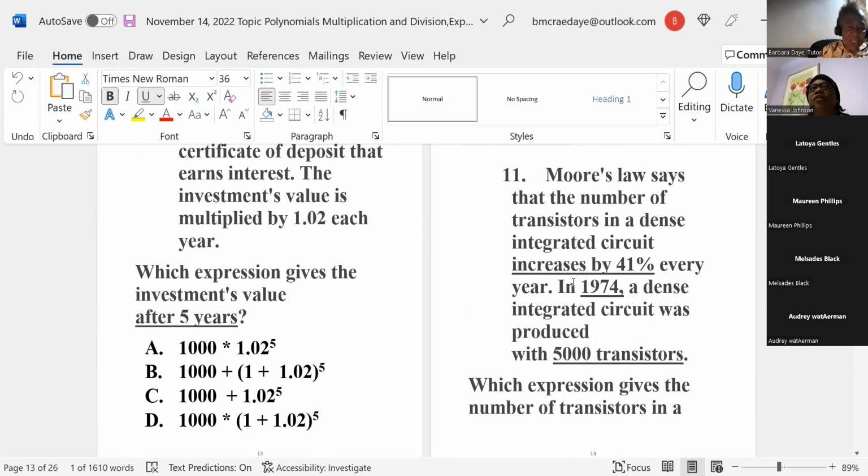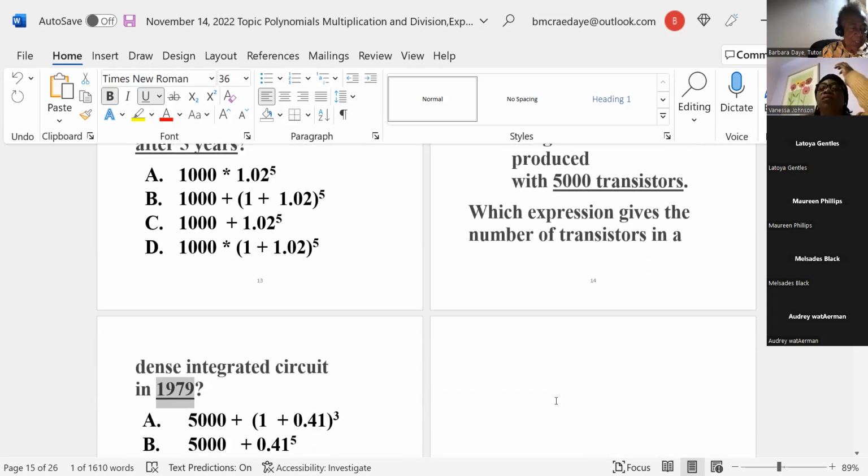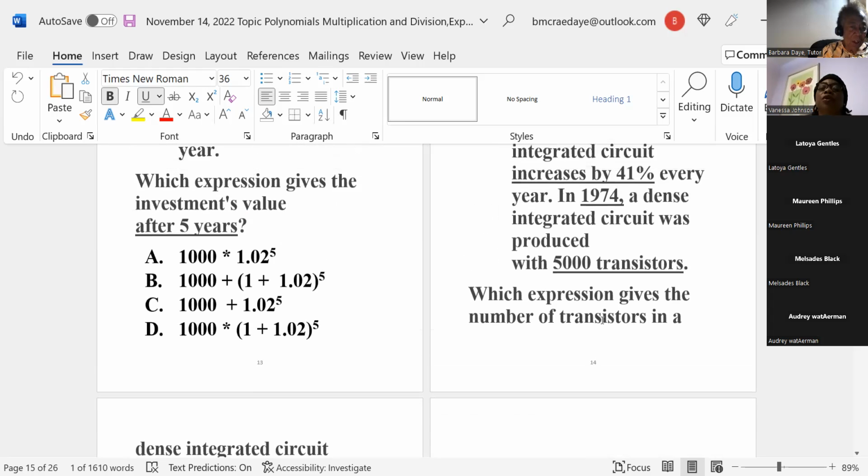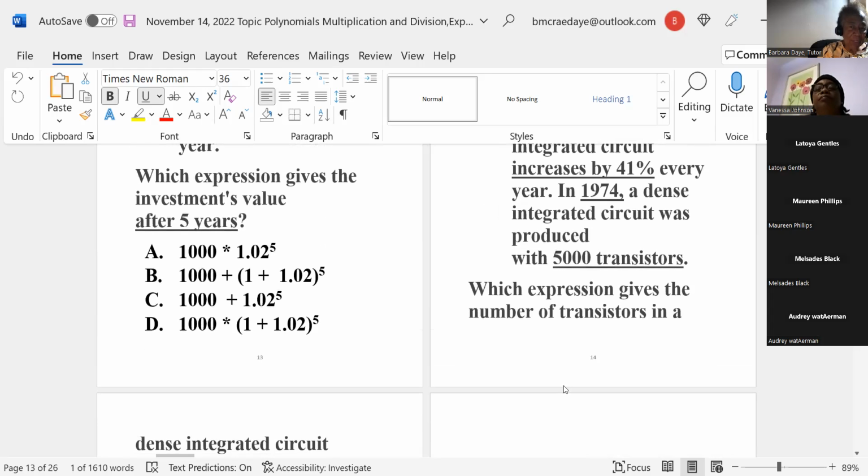Okay, Moore's law says the number of transistors in an integrated circuit increases by 41%. We need that every year. So our base year is 1974. We had 5,000 of these transistors. Now, which expression gives the number of transistors in an integrated circuit in 1979? So you started in 74, now you go into 1979. What's the difference?